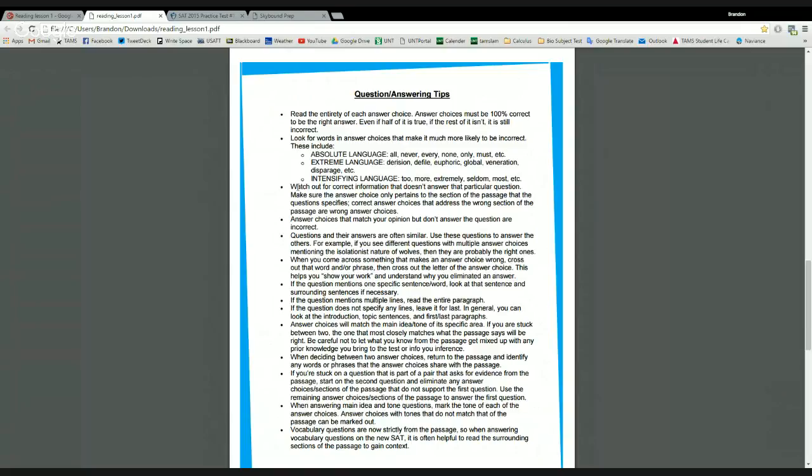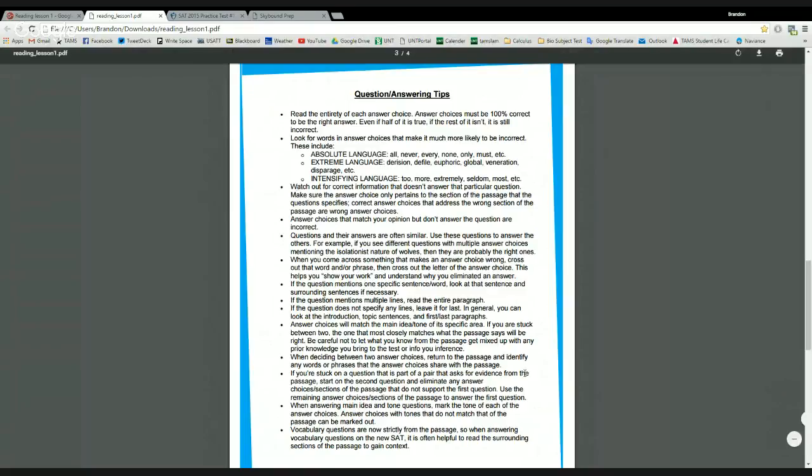questions, and their answers are often similar. Use these questions to answer the others. For example, if you see different questions mentioning the isolationist nature of wolves, then they're probably the right ones. So you can usually look at the answer choices and see which ones are similar and which ones are not similar, and the ones that are similar usually are incorrect, because they want to have a concrete answer, and only one can be that. So you can usually narrow it down to two answer choices and then base it off of the text.